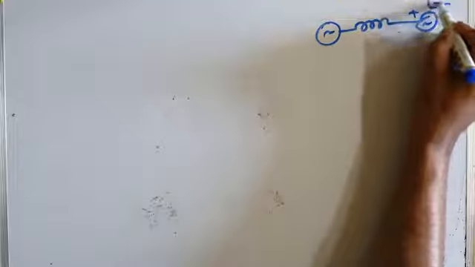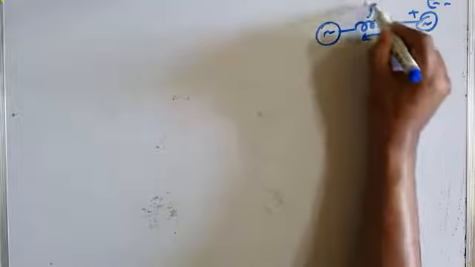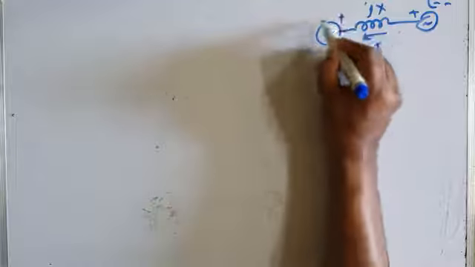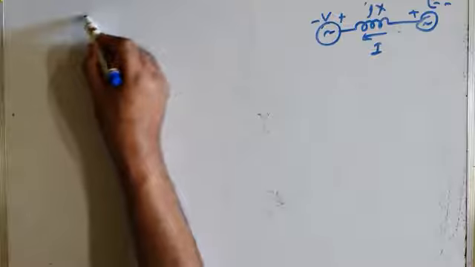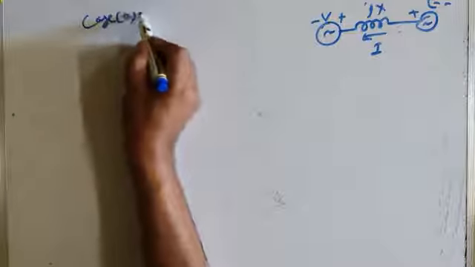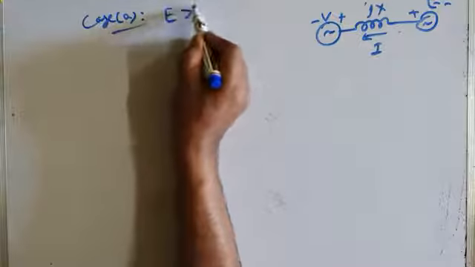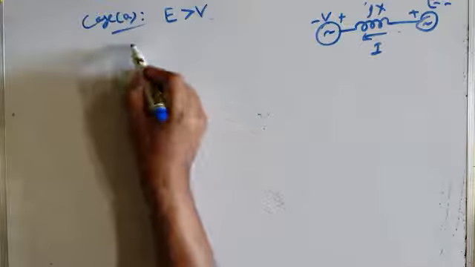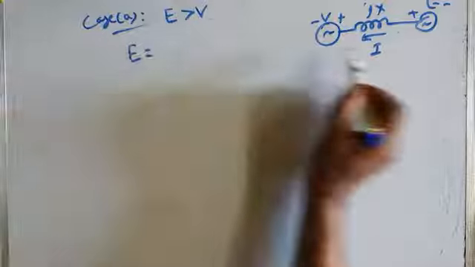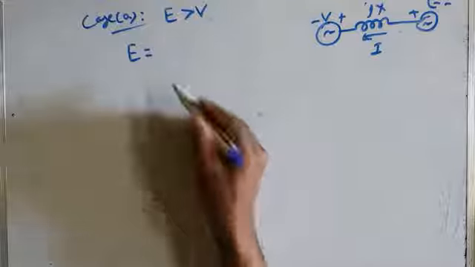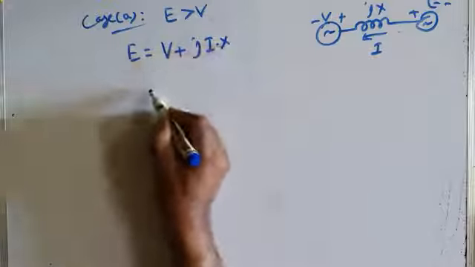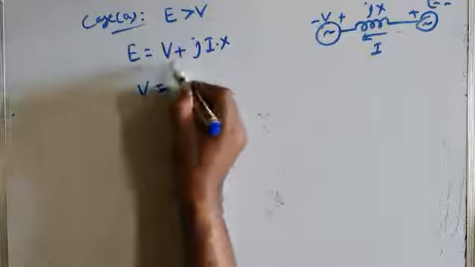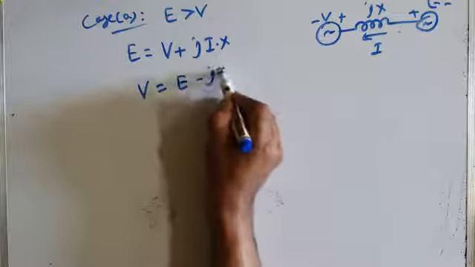This is E, this is flow of current I, and this is V. Okay, so I am discussing case A, and case A is overexcitation, E greater than V. And what equations did I just get by applying KVL? I got E is equal to V plus jIX. And I got another equation for V: V is equal to E minus jIX.